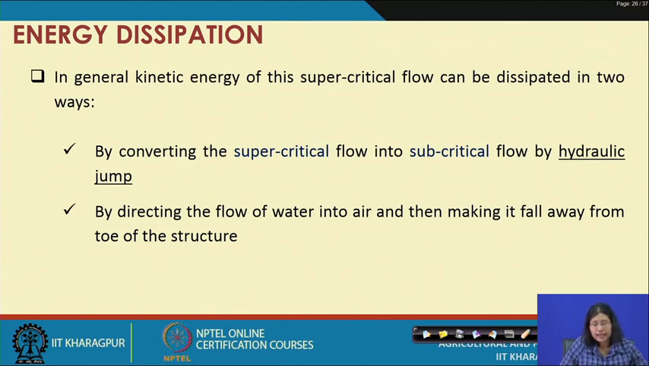In general, the kinetic energy of this supercritical flow can be dissipated in two ways. By converting the supercritical flow into subcritical flow by a hydraulic jump, or by directing the flow of water into air and then making it fall away from the toe of the structure. So, these are the two ways in which we can dissipate the energy.